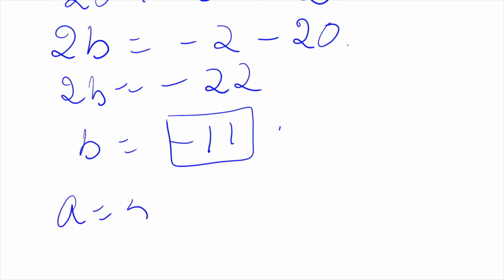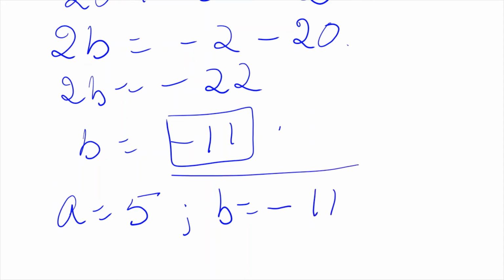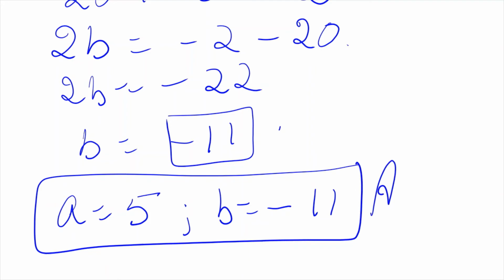So a is equal to 5, b is equal to minus 11. So these are the two answers. Okay, children.